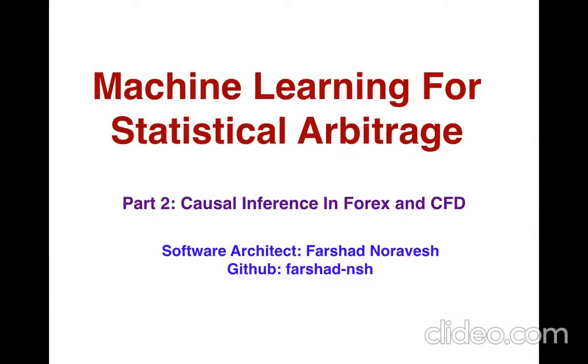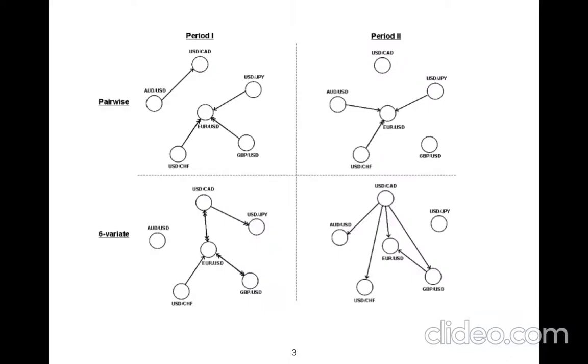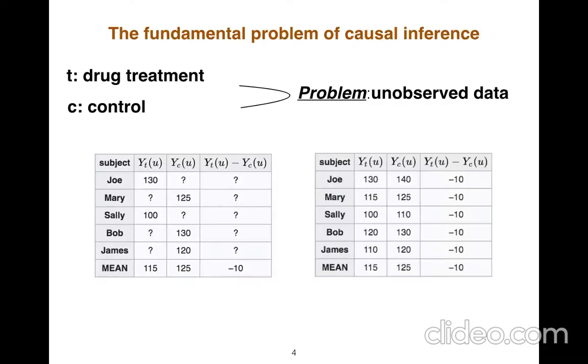Now I just want to talk about the most important things in whole econometrics and statistical arbitrage as well as hedging. It is causal inference, and I talk about examples in Forex and CFD. Before I begin, I just introduce four great books for causal inference. So our job is just to discover these directed graphs, find the relationship between GBP/USD, EUR/USD, USD/CHF.